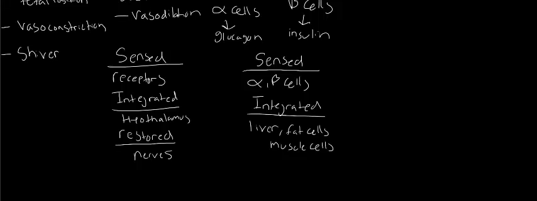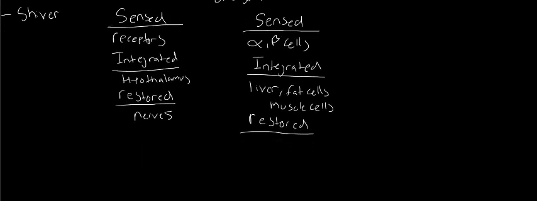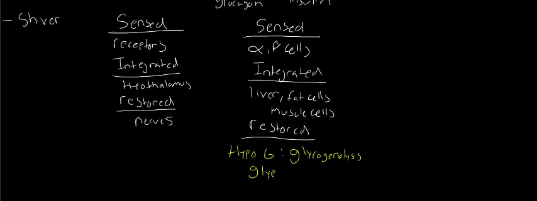So then you might ask, well, how do we restore it? There's two processes. The first, in terms of hypoglycemia, we have a process known as glycogenolysis. And since our blood sugar is too low, we want to create glucose. So we do that by breaking down the glycogen in the body into glucose.